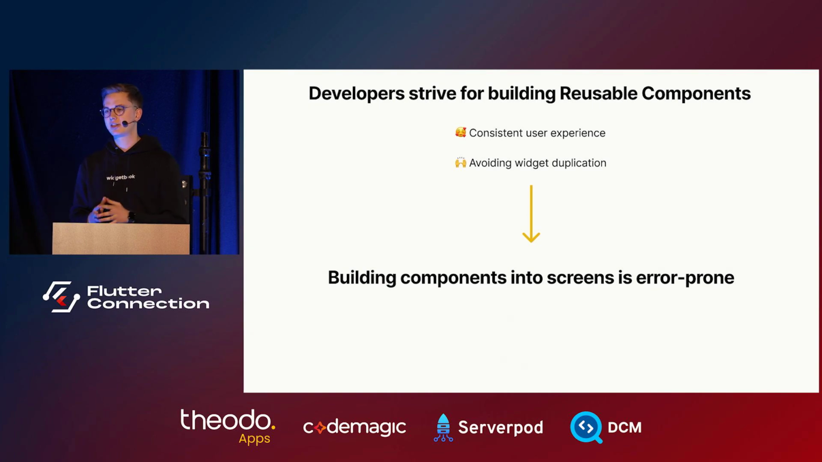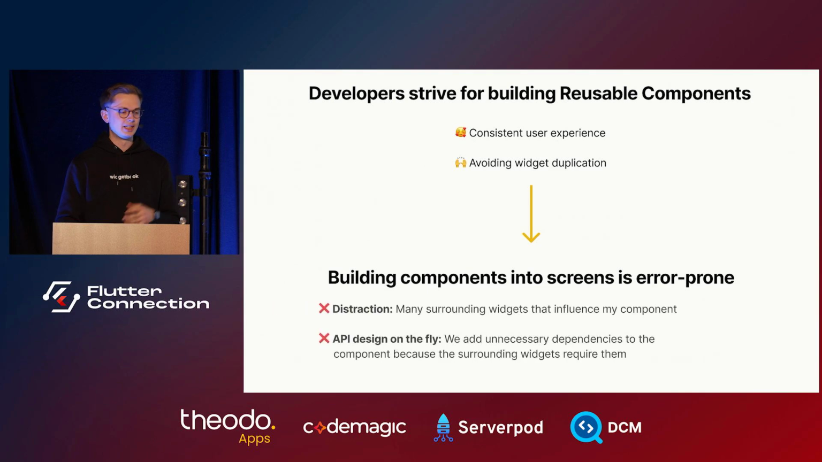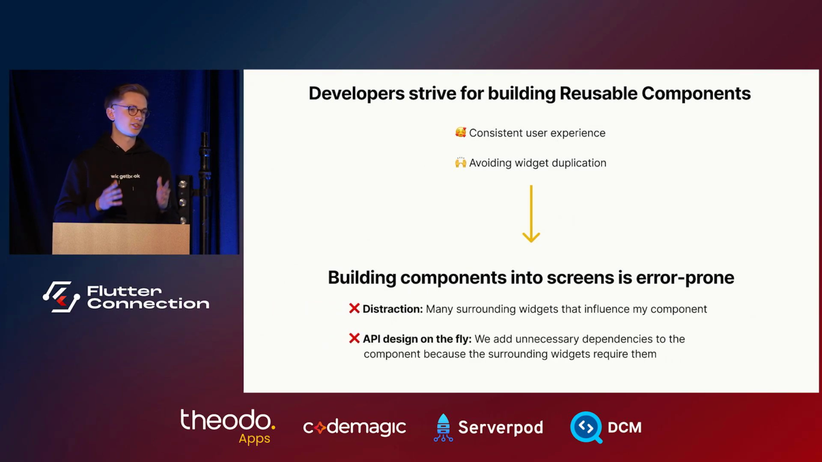And the issue is that this approach is quite error prone. It is quite error prone because, first of all, it's quite distracting for us because there are usually many surrounding widgets that are influencing my component if we put it straight into the screen. And it's also annoying that we have to design the API on the fly. And thereby, even if we are very experienced developers, it might still be the case that we add really unnecessary dependencies to our components because the surrounding widgets require them.